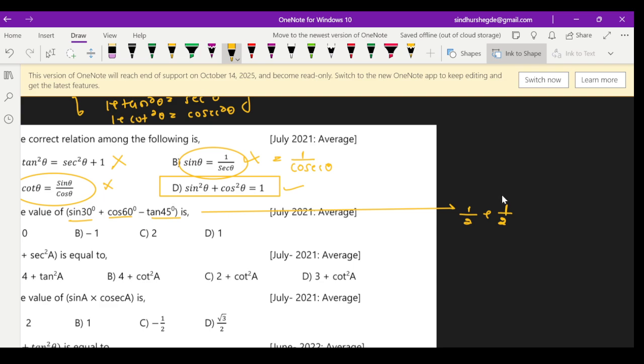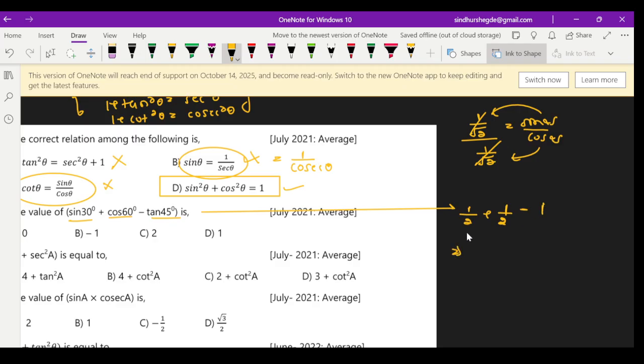So sin 30 and cos 60 are both the same, so 1 by 2 plus 1 by 2. Tan 45 is always 1. If you forget tan 45, remember that sin 45 and cos 45 are both 1 by root 2. Simply divide them: tan 45 is sin 45 by cos 45. If you just know the sin and cos values, that is also sufficient. Divide it, you will get 1 only.